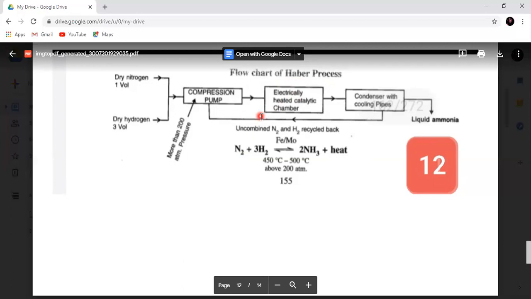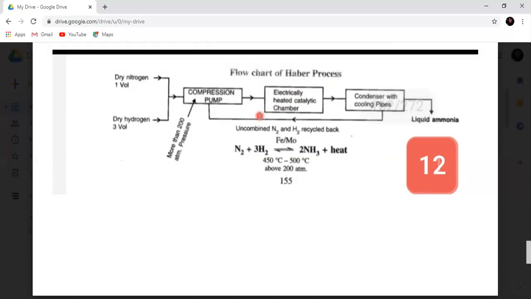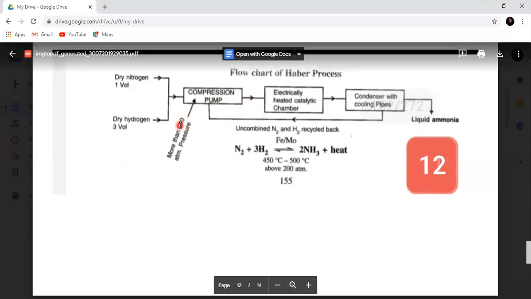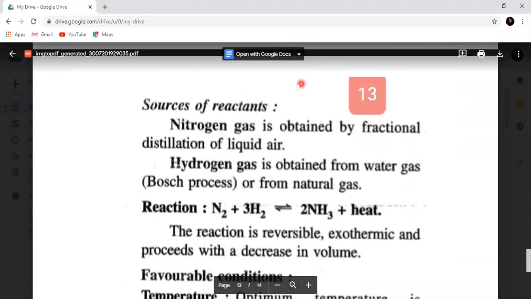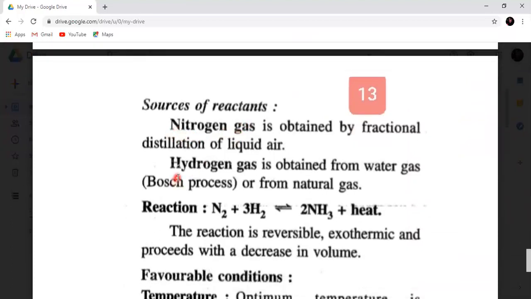Here I am first of all considering the Haber process. The Haber process was named on the basis of the scientist. He prepared ammonia, and that ammonia preparation was based on two factors: one was nitrogen gas and the second was hydrogen gas.